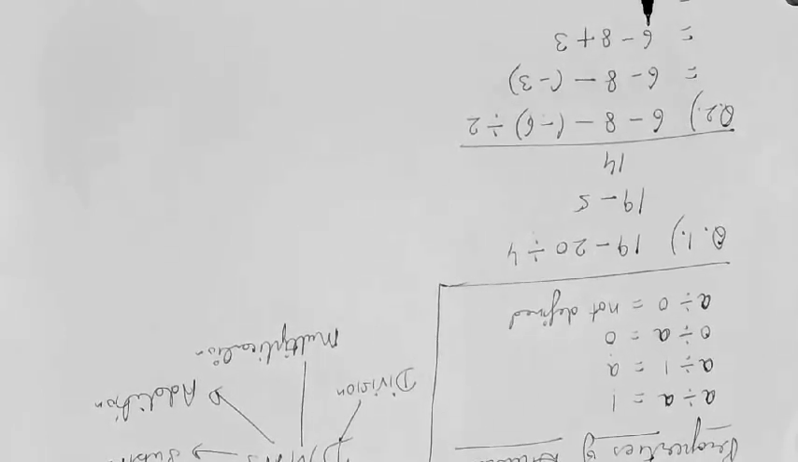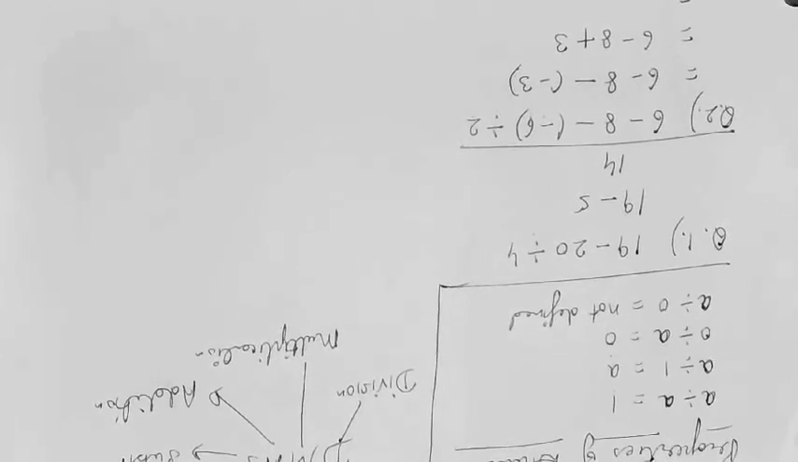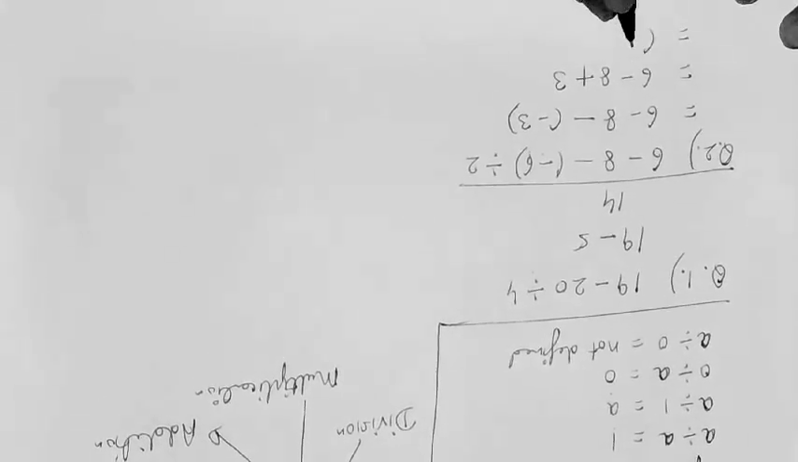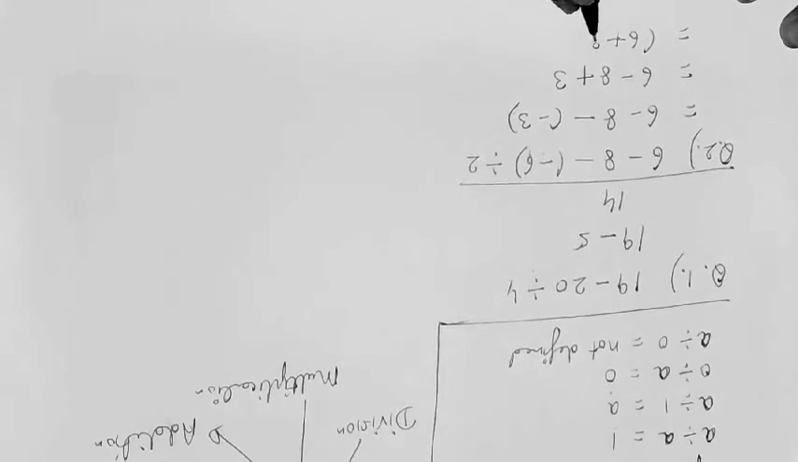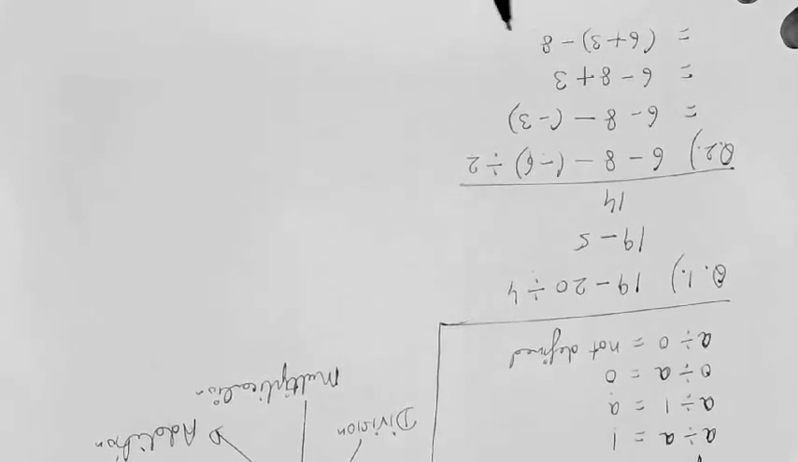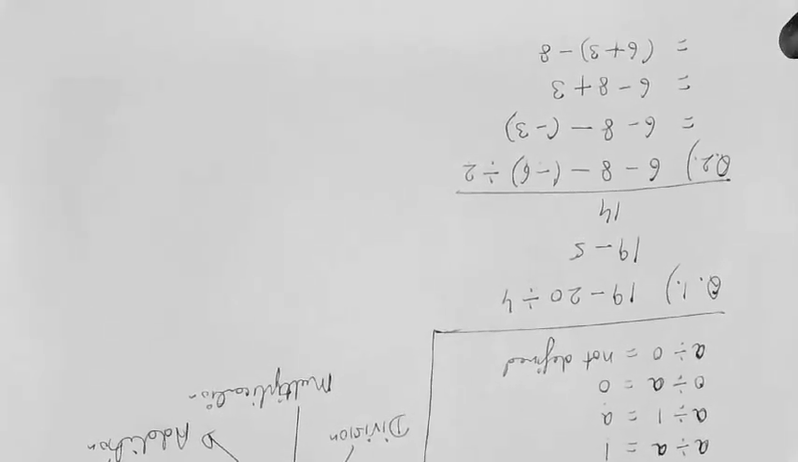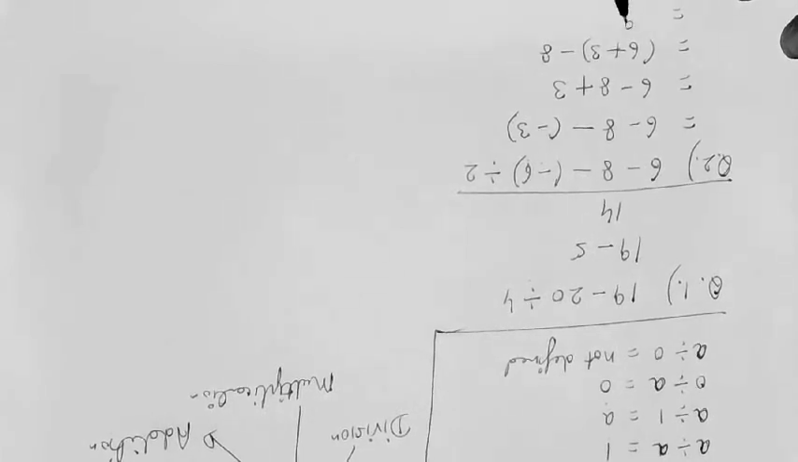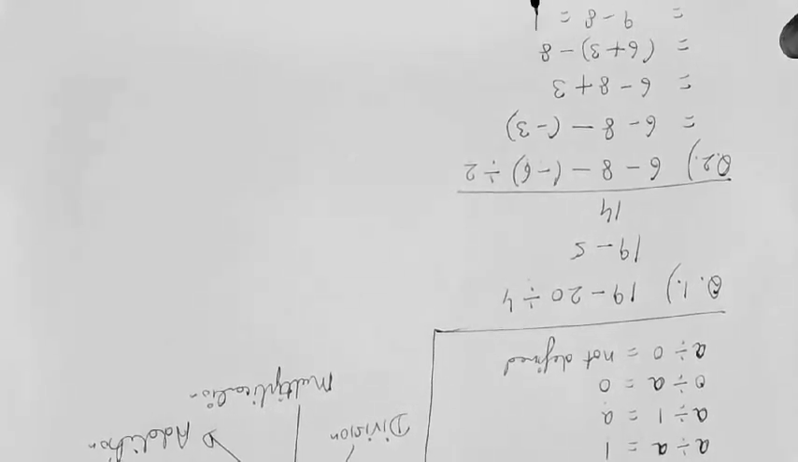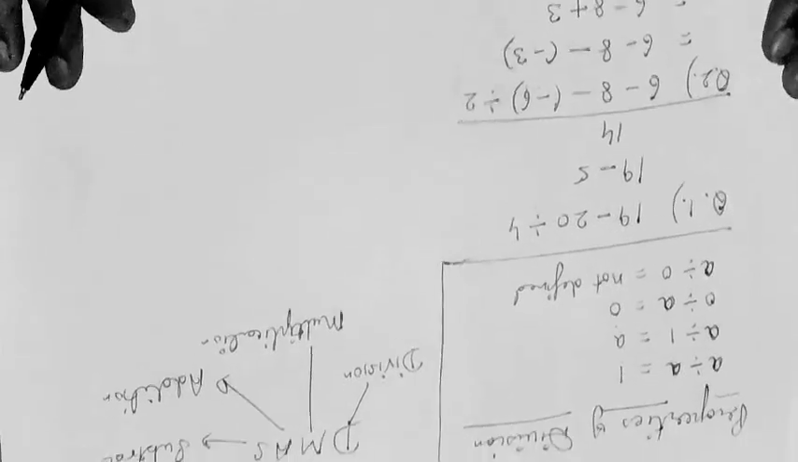Now see the sign of 6, it is positive. 3 is also positive. So add the positive numbers, that means 6 plus 3, and take the negative number, that means 8, separately. Now 6 plus 3 is 9. So 9 minus 8, the result will be 1.